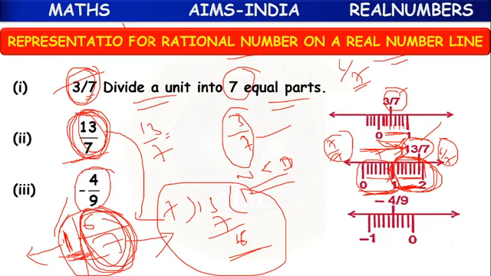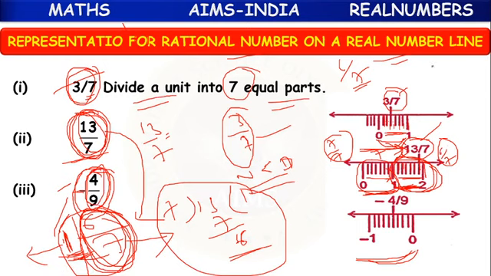Suppose we have a negative rational number like minus 4 by 9. The representation of 4 by 9 we already learnt, but here it is minus 4 by 9. Because of the minus symbol, it will be located towards the left side of 0.